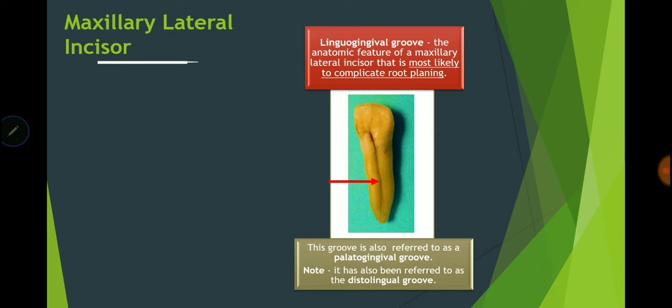Maxillary lateral incisor, I think I mentioned this before. This tooth has the most variation of any other tooth in the mouth, except of course for third molars. So this tooth has a linguogingival groove or a palatal-gingival groove, which is the anatomical feature of the maxillary incisor that is most likely to complicate root planing. The groove is also referred to as the palatal-gingival groove. Some people call it a distal lingual groove.